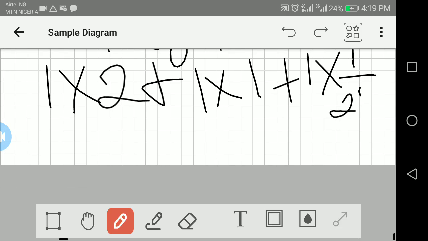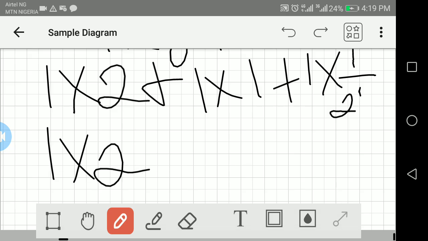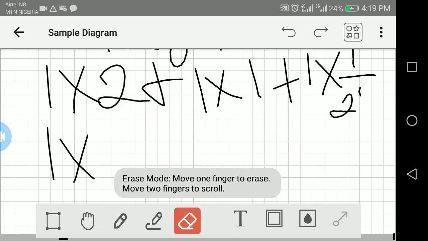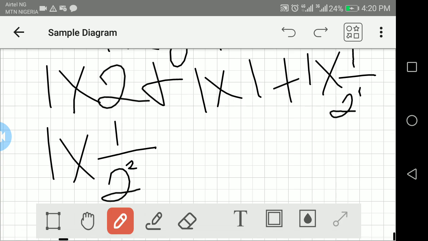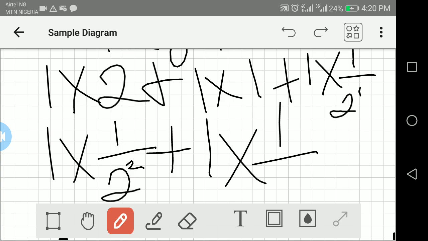Now the next one is 1 times 1 over 2 to the power of 2. When you are taking the inverse, you take out the negative, the minus, that is before the exponent, before the power. Then plus 1 times 1 over 2 to the power of 3.